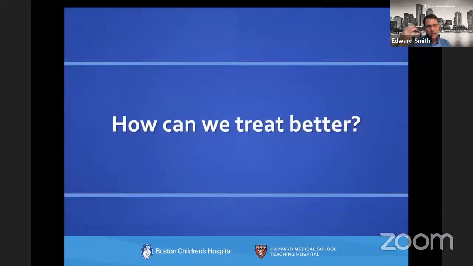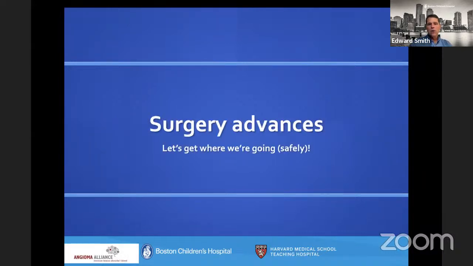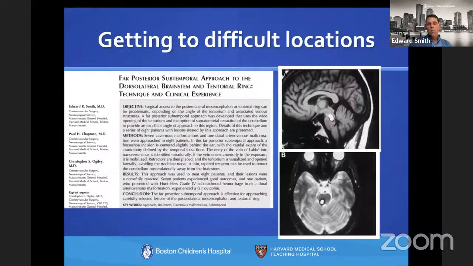Now, we've talked about the natural history and we've talked about how we treat them. As surgeons, I think we should always be asking, how can we improve our treatments or make these treatments better? And so, as surgeons, I think the first easy, low-hanging fruit is surgical advances. How can we get where we want to go to take these out? One of the most challenging areas and continues to be our brainstem cavernous malformations.